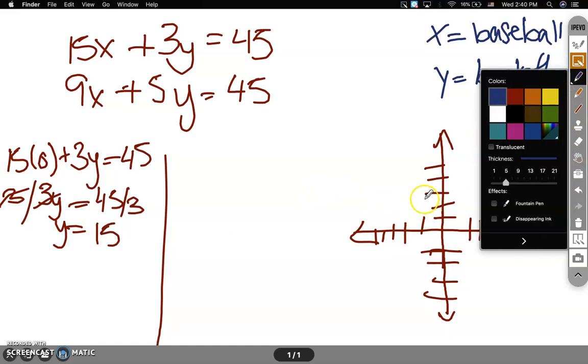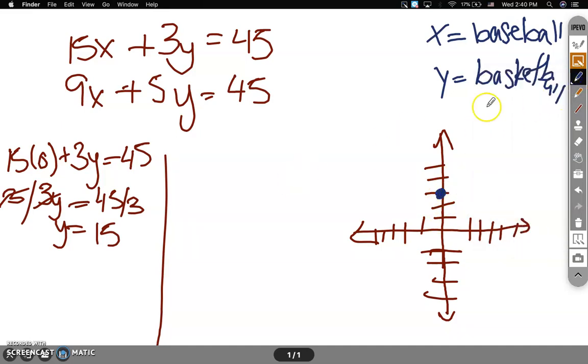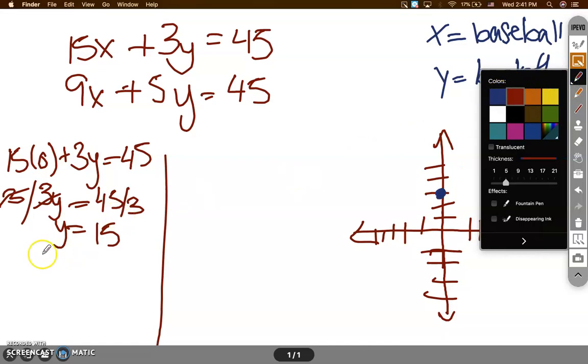So I'm going to do this line in blue, because I'm going to have two different lines. That's why they're called systems. You have two different equations, alright? So y is 15, I'm going to increment it by 5. So 5, 10, 15, right there. So about there, okay? Now let's go back and solve for the other one.